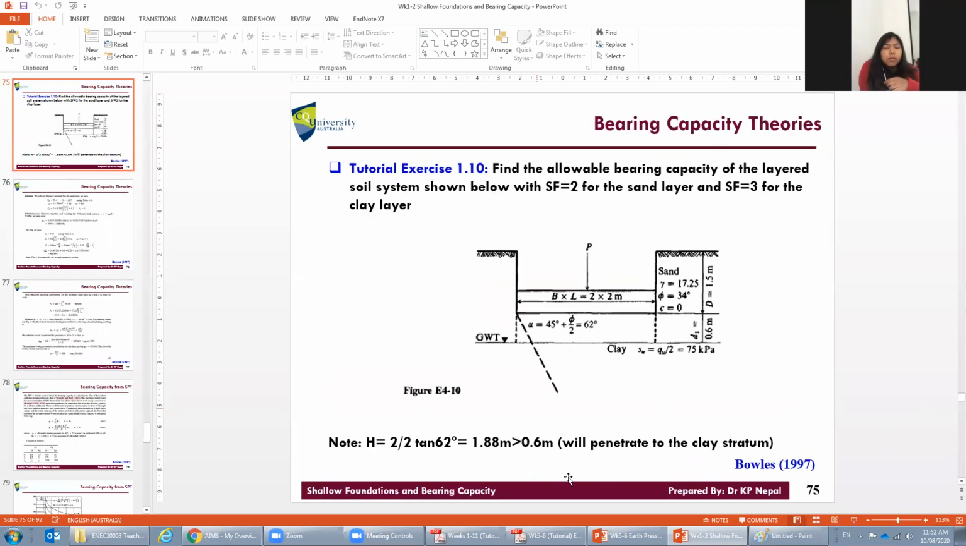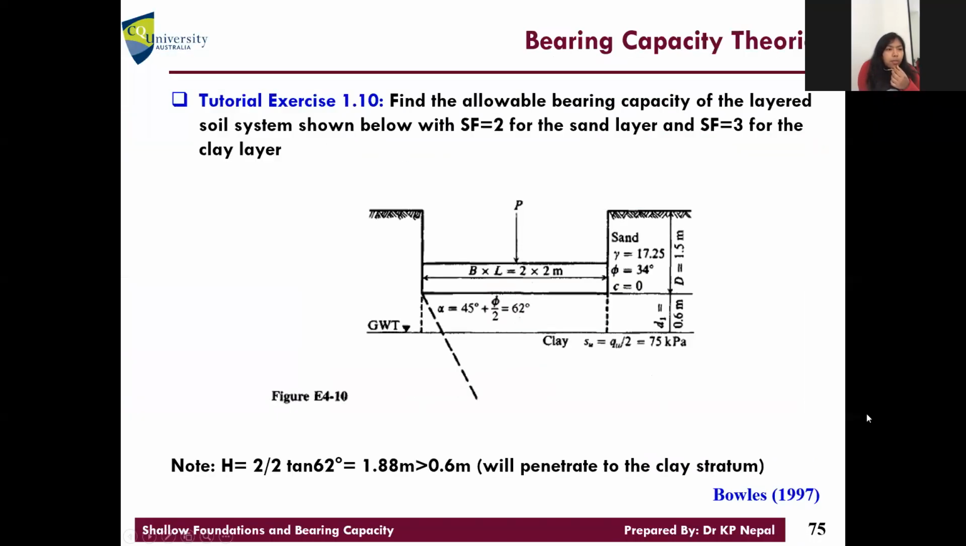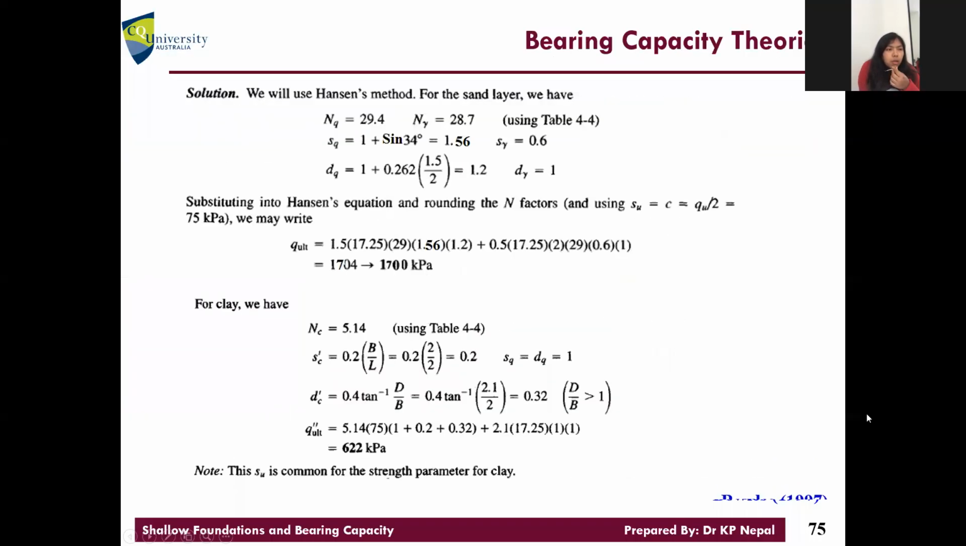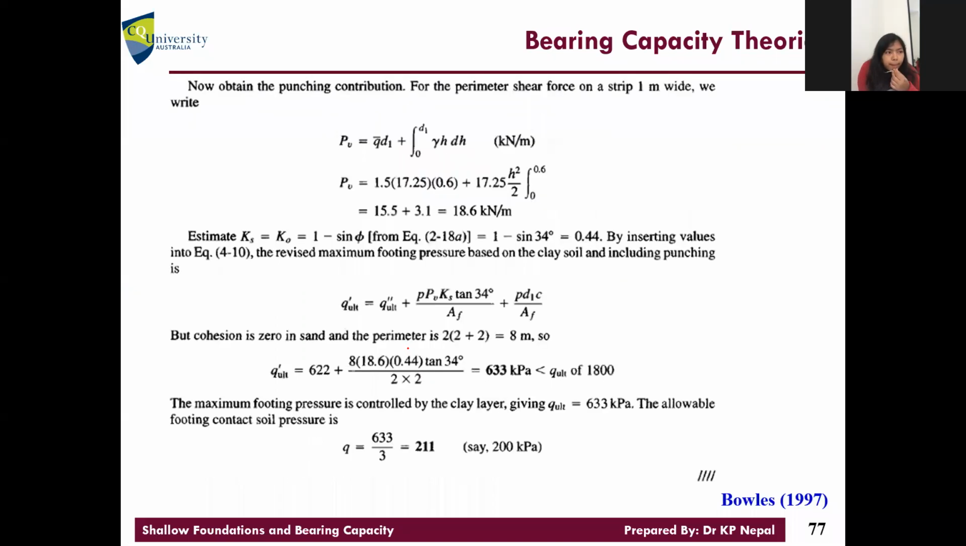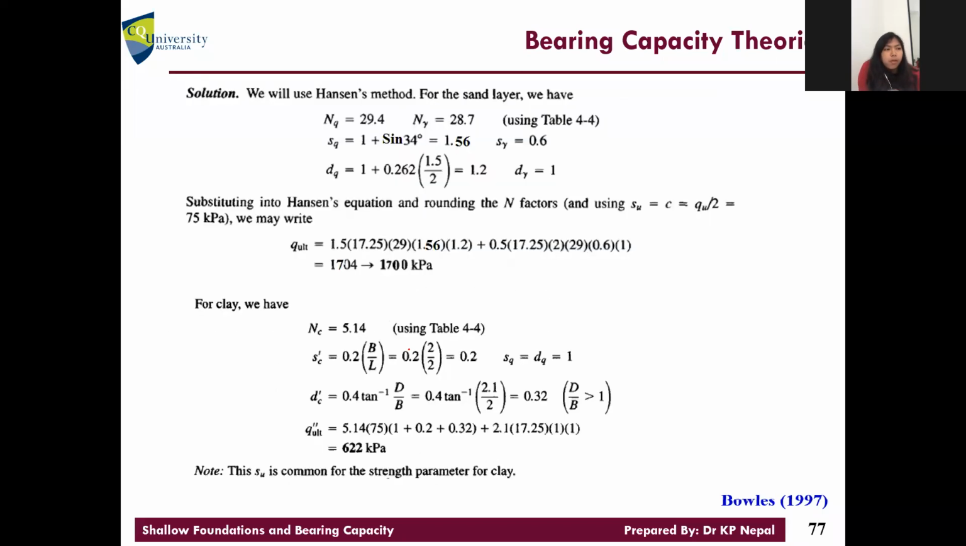I just want to know why at Q ultimate you sum everything up together, like 1 plus 0.2, 0.3. Yeah, at Q ultimate. No, the previous one, sir. Like for the clay layer. For the clay layer, right?